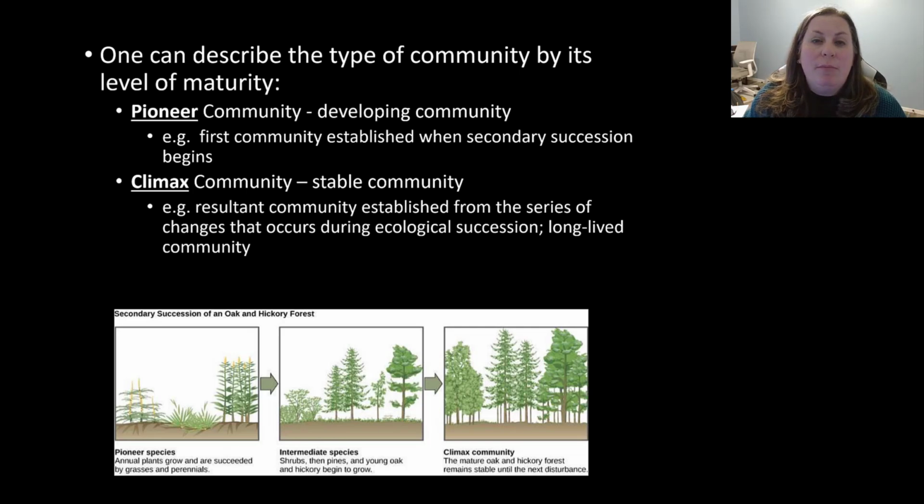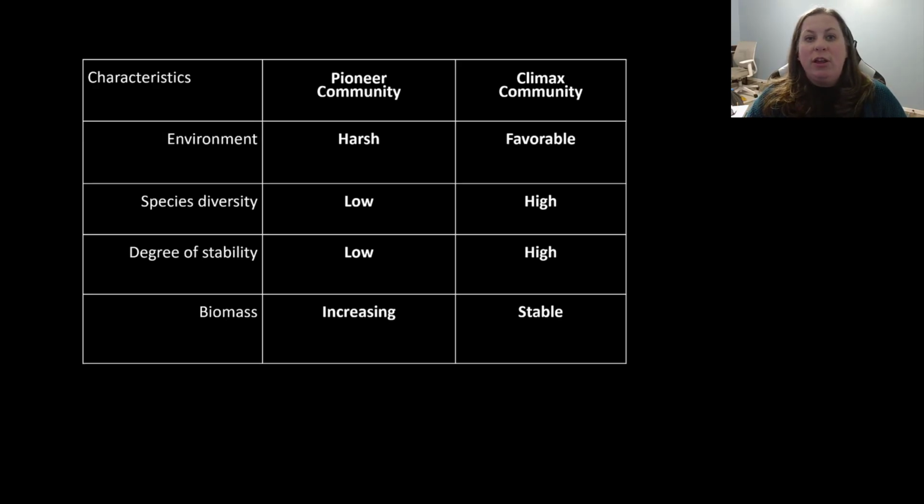So let's take a look at a comparison chart. If we look at this chart here, pioneer communities happen in more harsh environments, the new environment. Species diversity is low because it's been destroyed. So it has soil and maybe a few plants, but it's very basic. The stability in this kind of community is low, but it gives lots of opportunities. So the biomass, the amount of plants that start to grow and animals that move in, is constantly increasing.